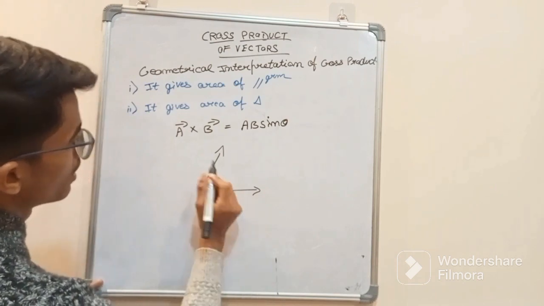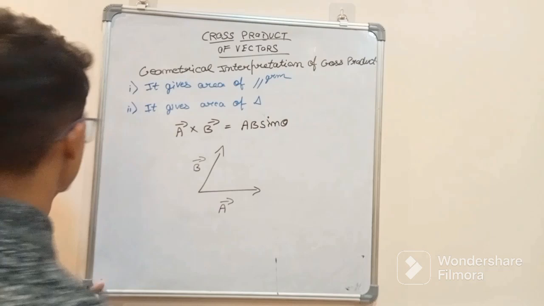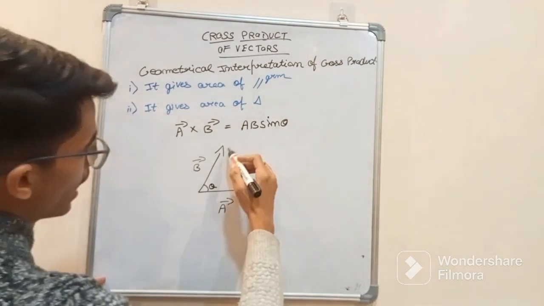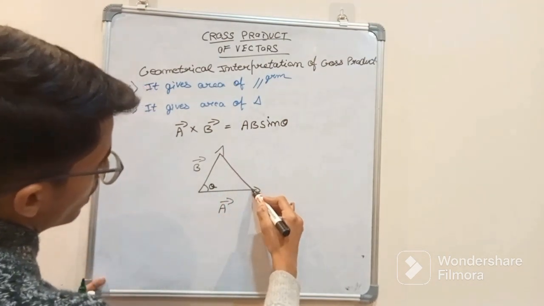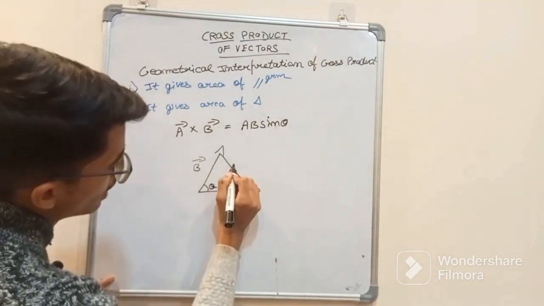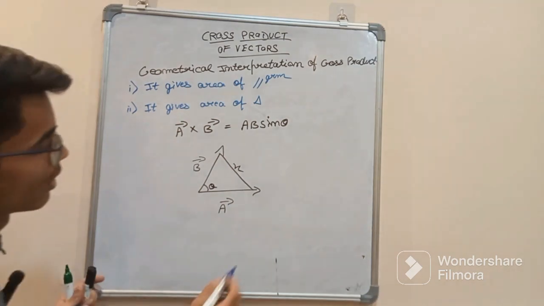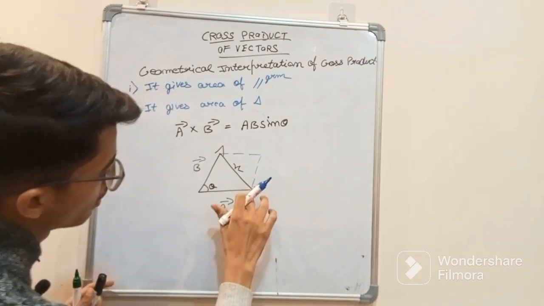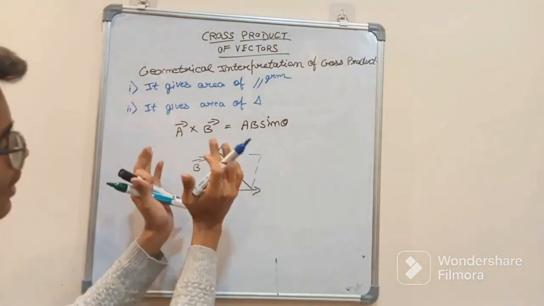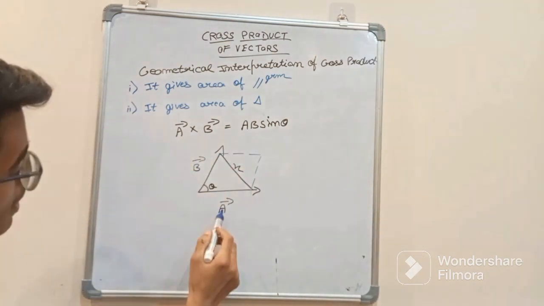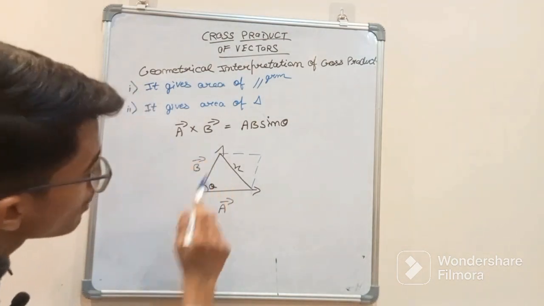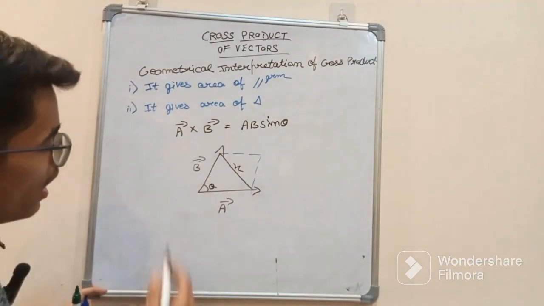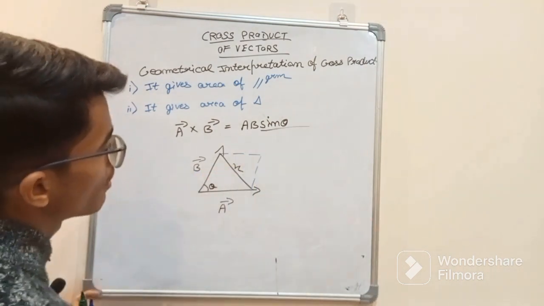Now let's take this. Let's say we have this A vector and this B vector. Let this be theta, and if we join using a diagonal method, let this be x, and we'll extend this and make it out in a parallelogram. Now is this a parallelogram? Yes. Do we have A vector and B vector? Yes. Can we perform the cross product? Yes. How? A we have, B we have, we are left with sine theta.